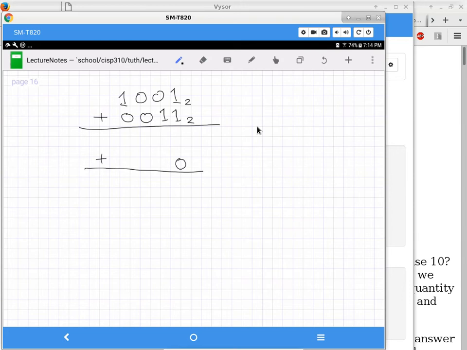Okay, so I'm going to do it this way, because remember, I said there were 2 additions. The first addition deals with the digits that are given to you. The second addition deals with the carry from the less significant digit. And that's why I'm separating it into 2 additions.